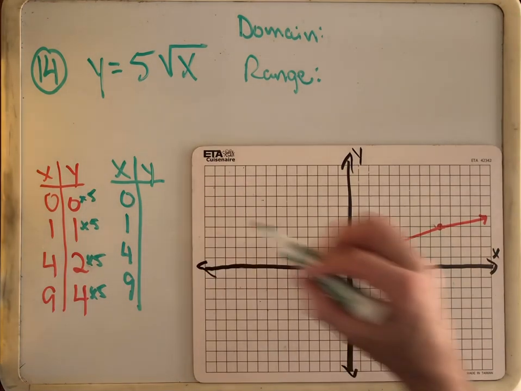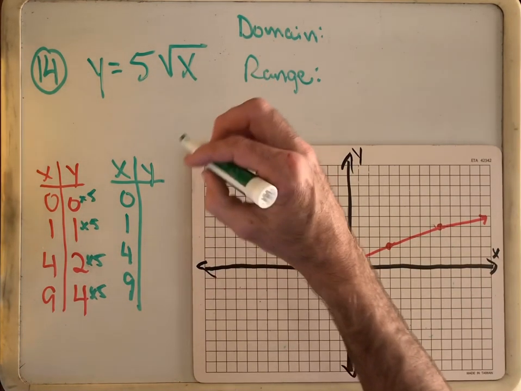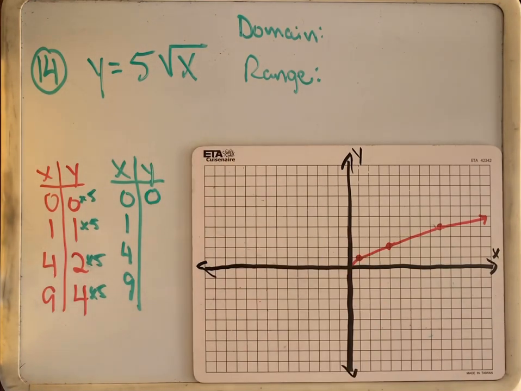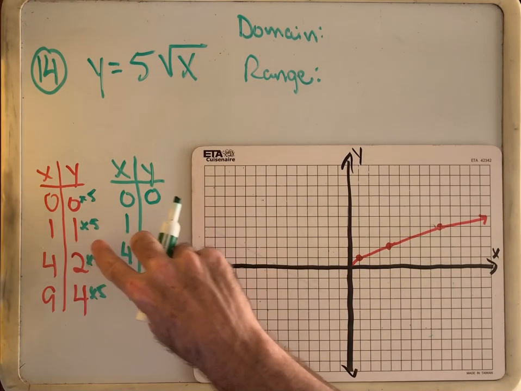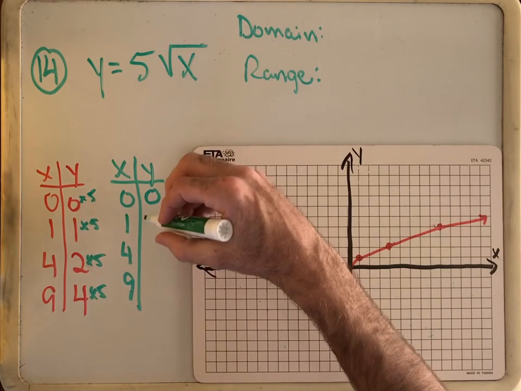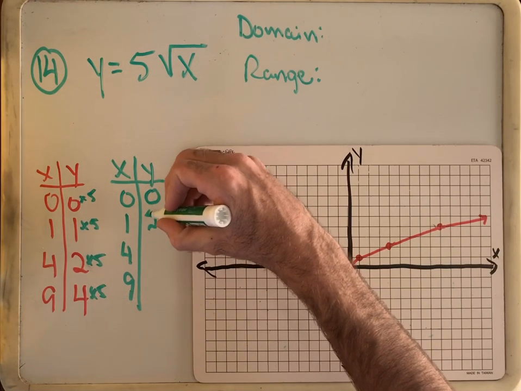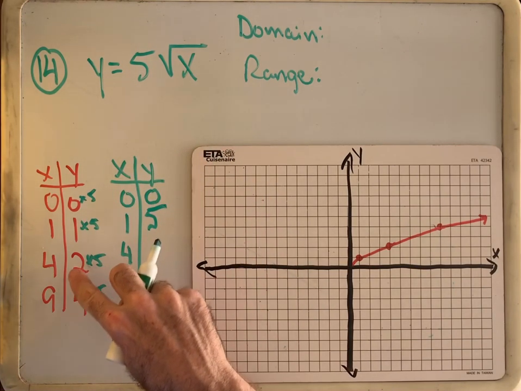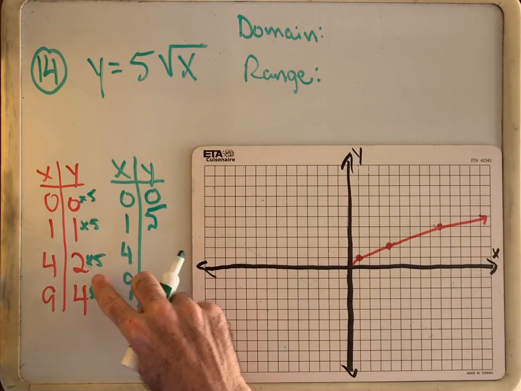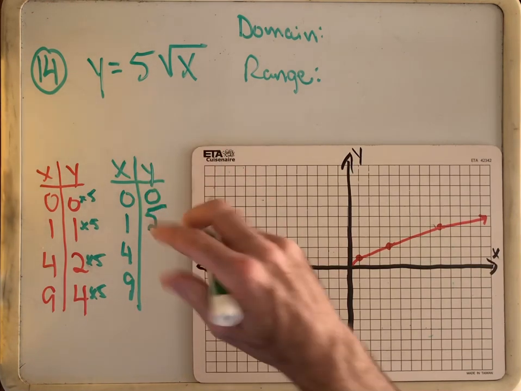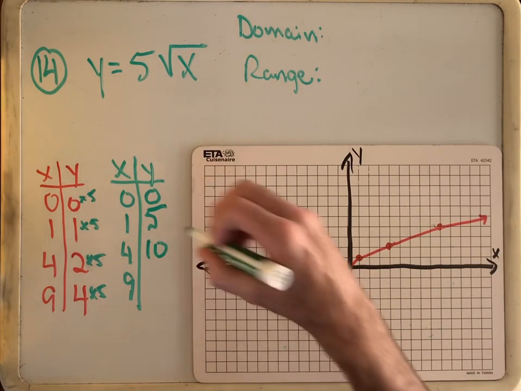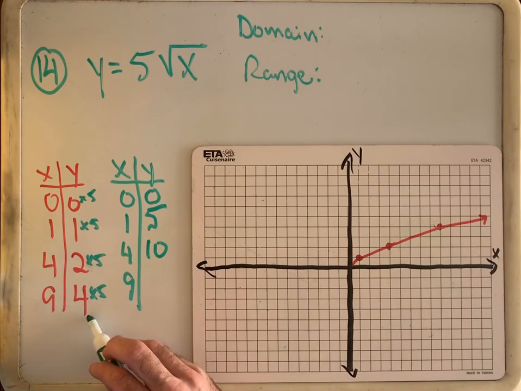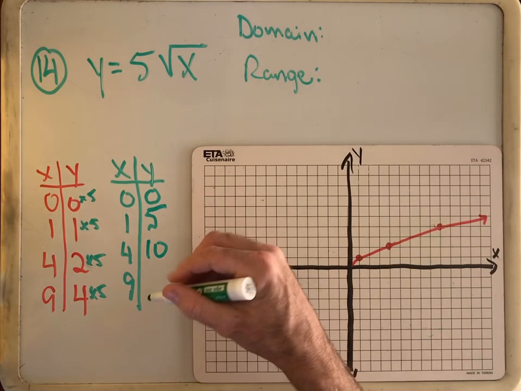If x equals 0, well, 5 times 0 is 0. If x is 1, y is 5 times 1, so that's going to be 5. If x is 4, y is going to be 2, and 2 times 5 on this stretch is going to be 10. And then if x is 9, the y value is 3, and 3 times 5 is 15.